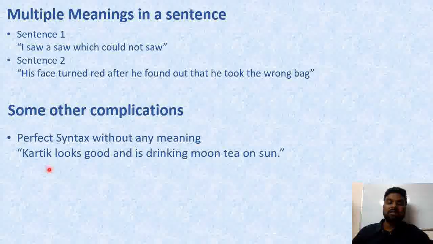So let us see this sentence. Karthik looks good and is drinking moon tea on sun. Okay, if you read this sentence two or three times, you will not get any meaning from it. So there can be sentences where the grammatical structure and the whole syntax is perfect, but we cannot understand any meaning from it.